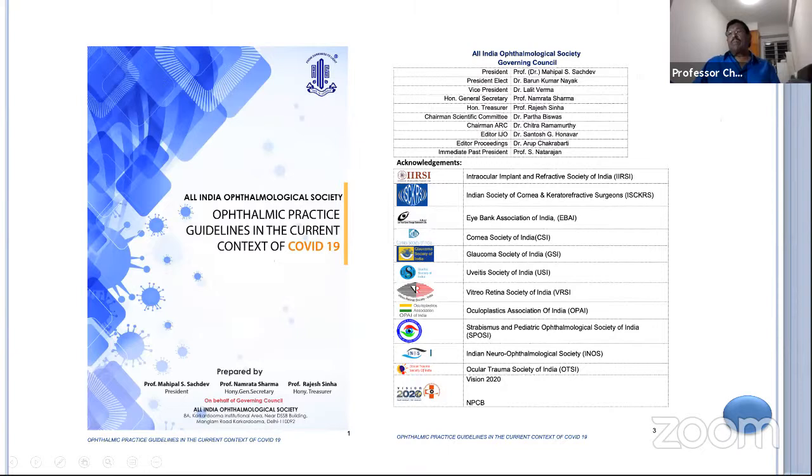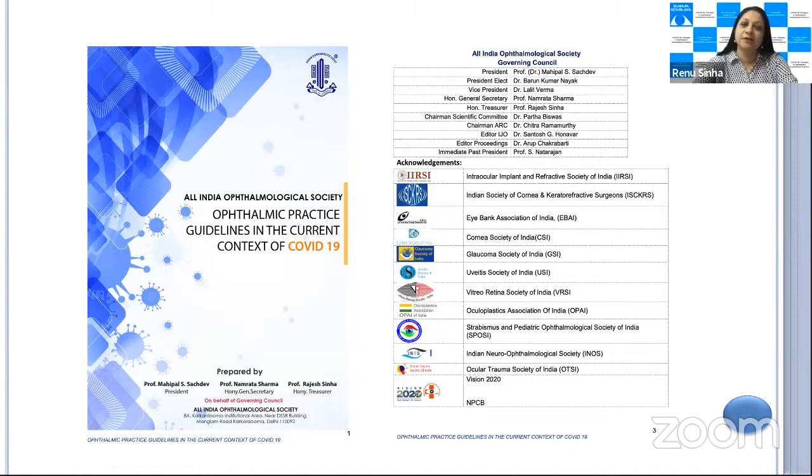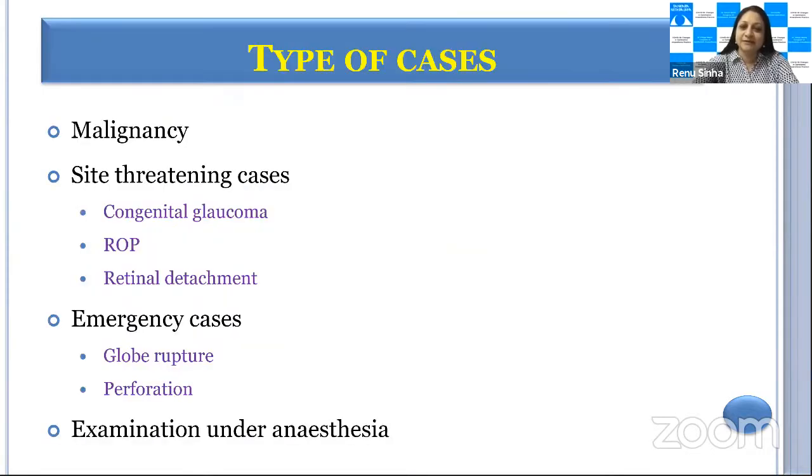From India, the All India Ophthalmic Society has published guidelines regarding ophthalmic practice in the current context of COVID-19. So these are the Indian guidelines which also take care of the anesthesia part. So the next slide, please.